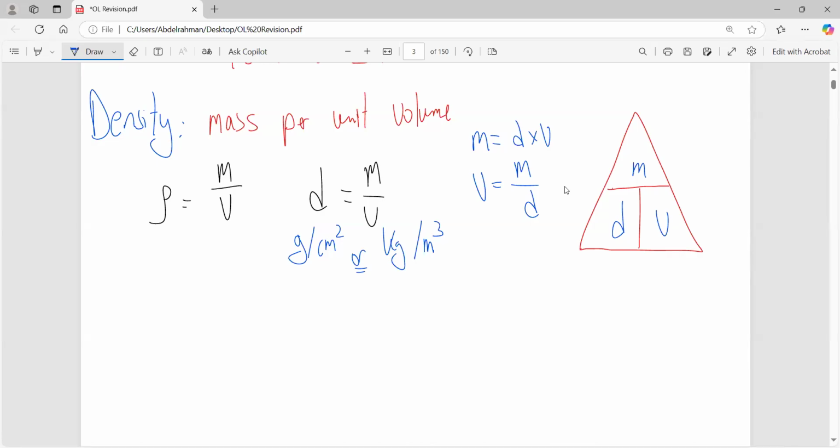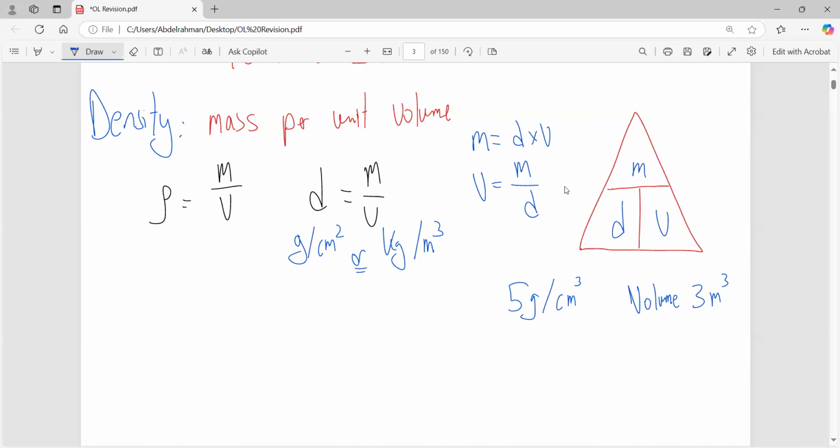So if the density, for example, was 5 grams per centimeter cubed, say this is the density of some object, 5 grams per centimeter cubed, and the volume was 3 meters cubed. The volume was 3 meters cubed.